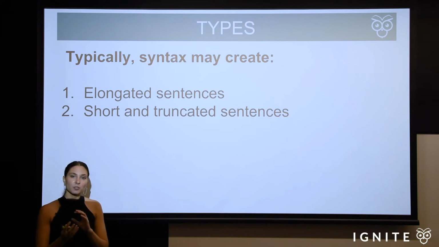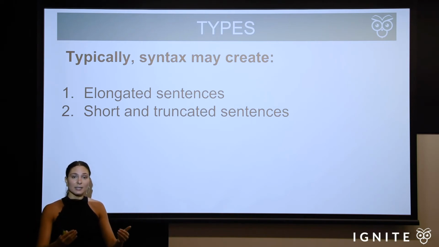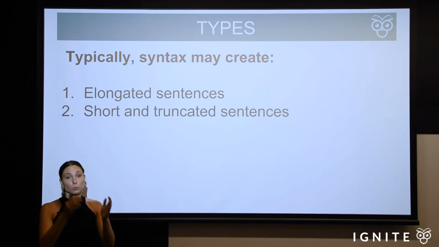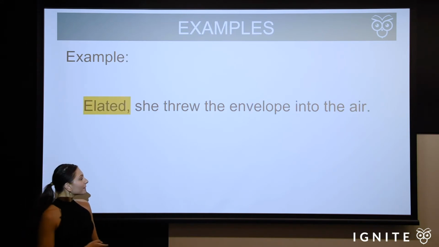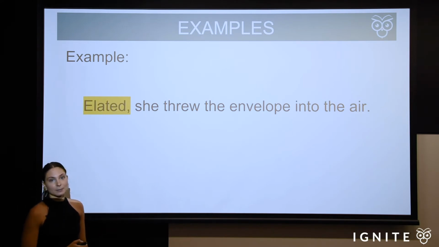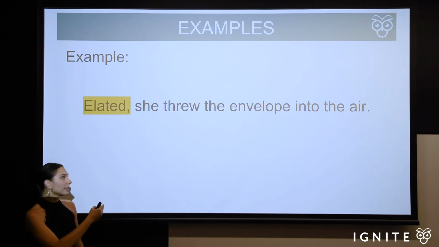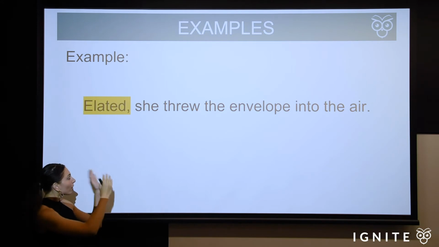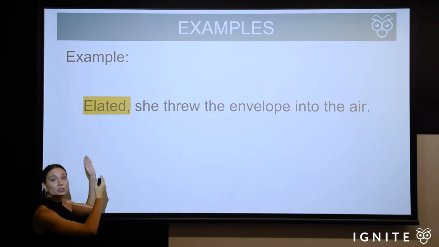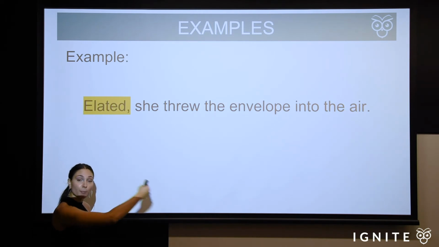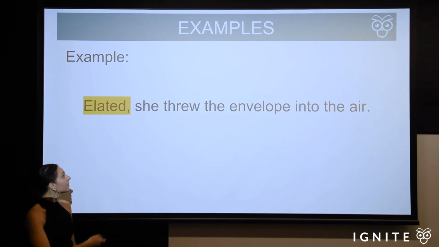So there's a correlation between the way that these sentences are written and the meaning that they are trying to convey. Let's take a look at some specific examples and I'll show you how to comment on syntax within your analysis. In this sentence, it reads, "Elated, she threw the envelope into the air." Taking a look at the syntax here, you've got elated at the beginning of the sentence, followed by the comma. The structure here is drawing our attention to the first word and we're forced to pause. It's drawing our attention to the emotion of this protagonist within the sentence.